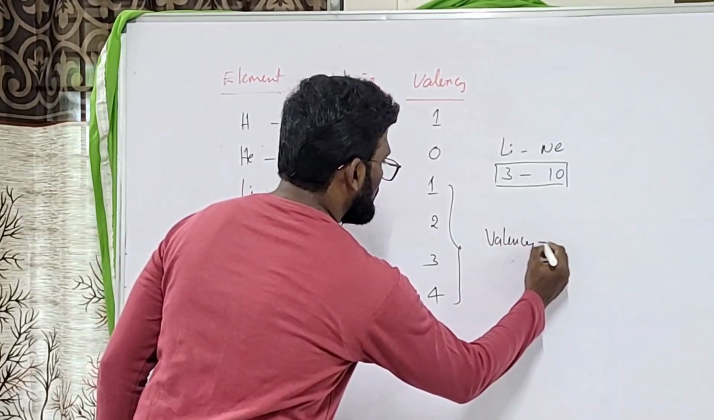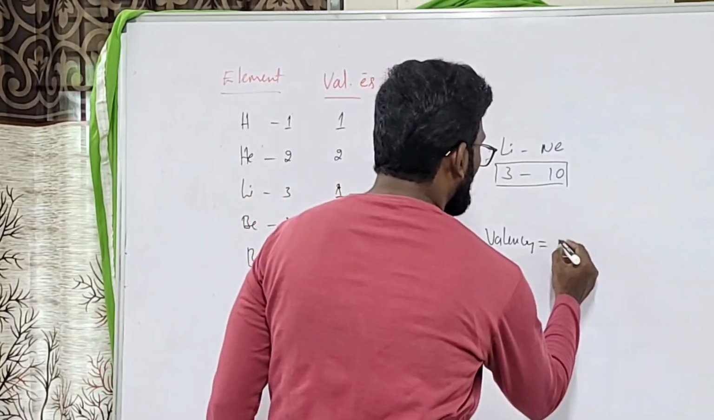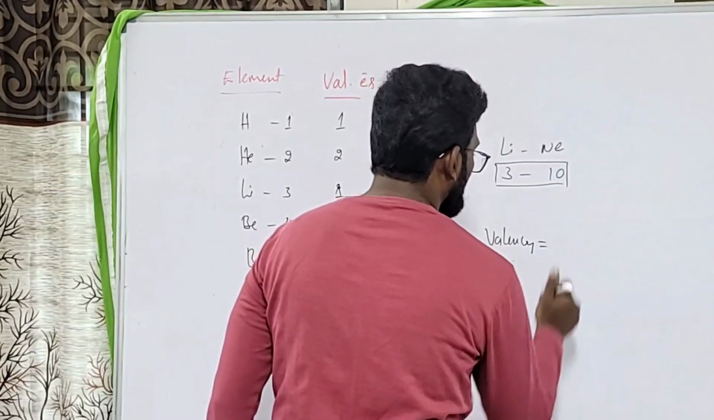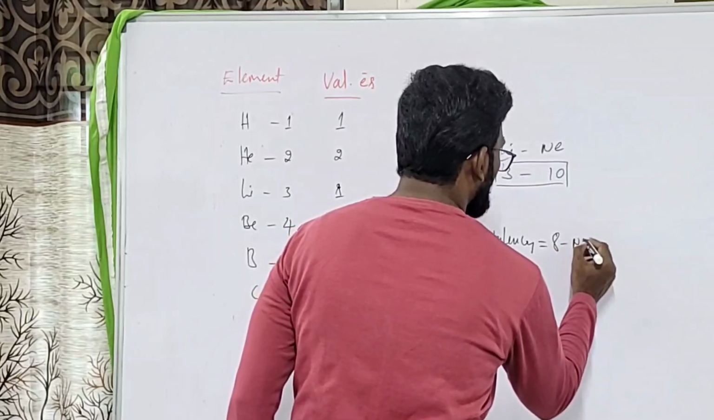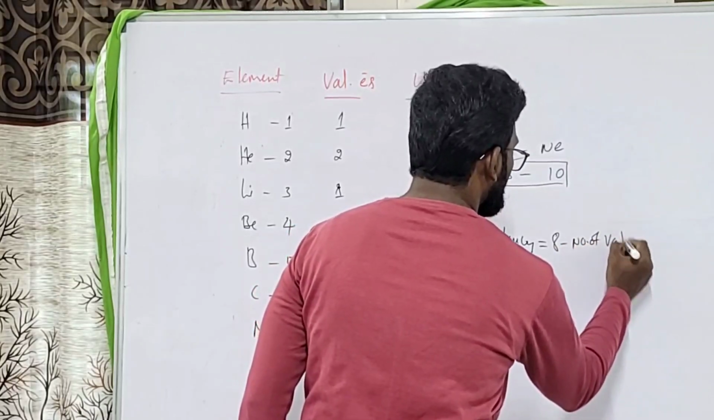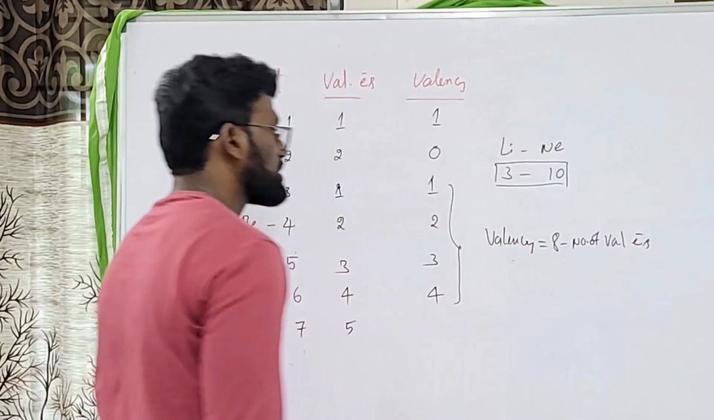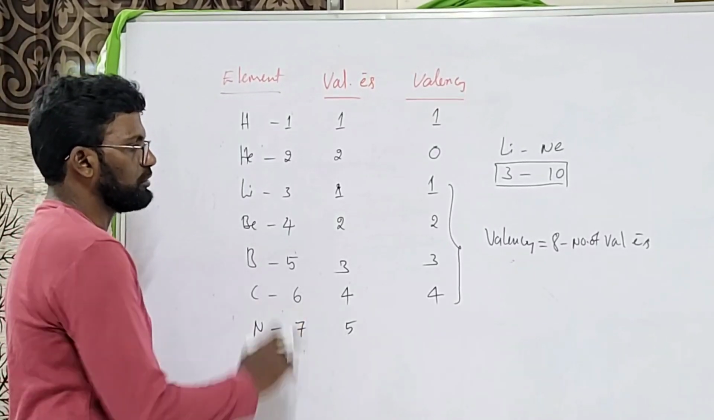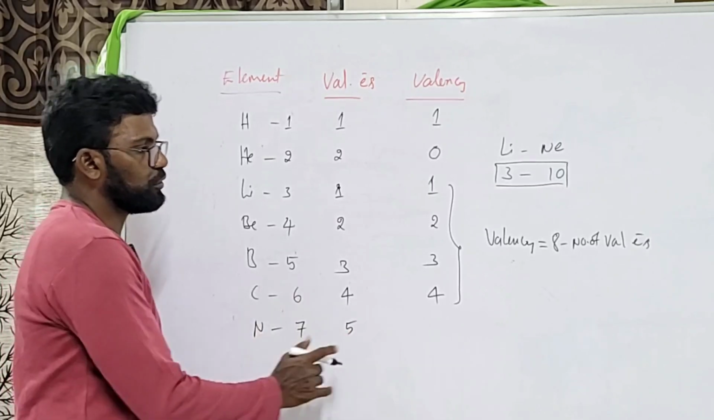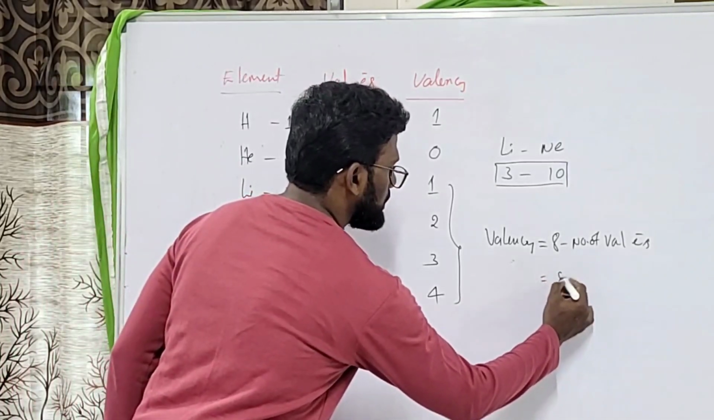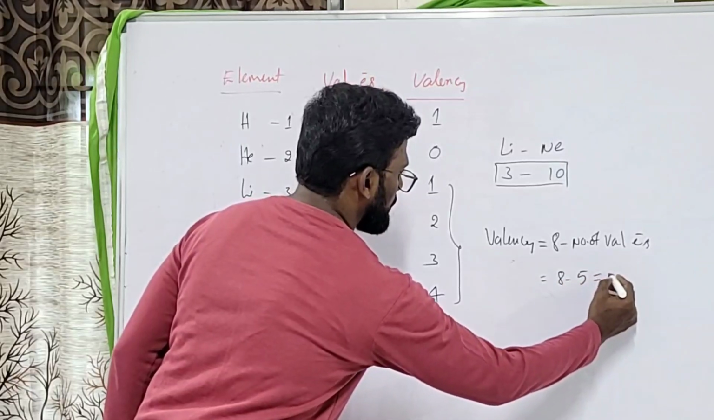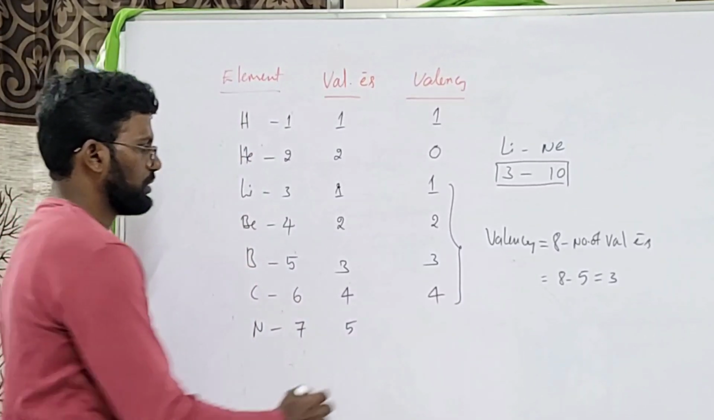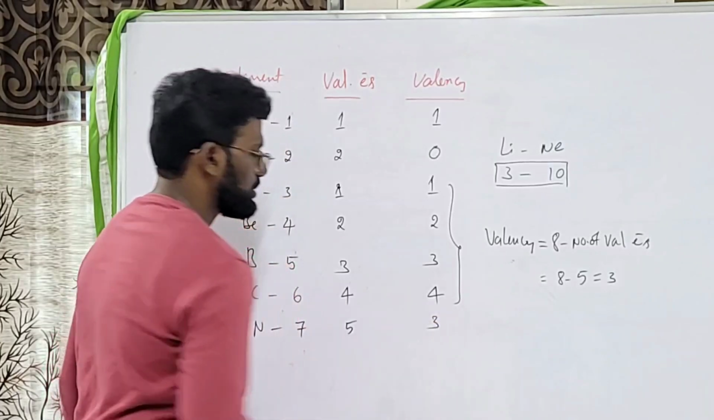Valency is equal to 8 minus the number of valence electrons. See for example here, valence electrons are 5, so it is more than 4, so the valency of this element is 8 minus the number of valence electrons 5, that is equal to 3. So the valency of nitrogen is 3.